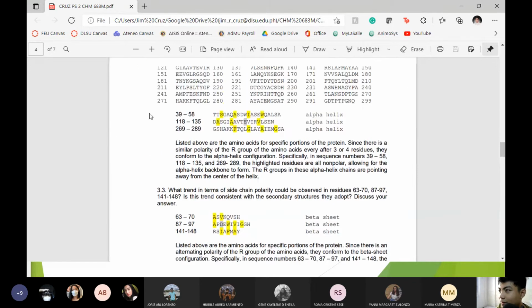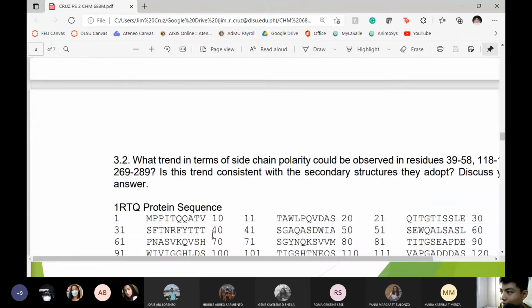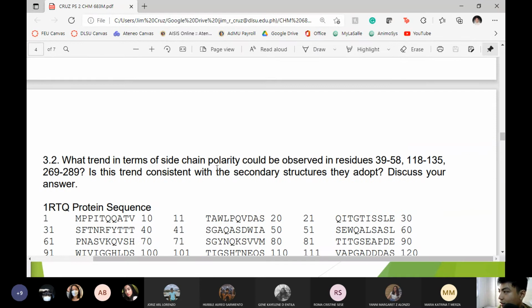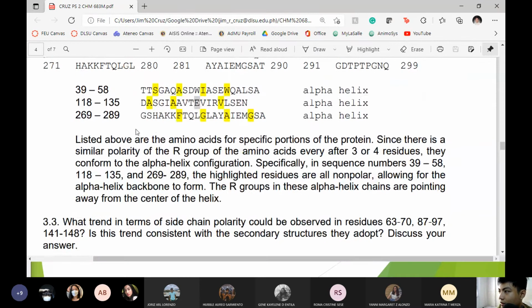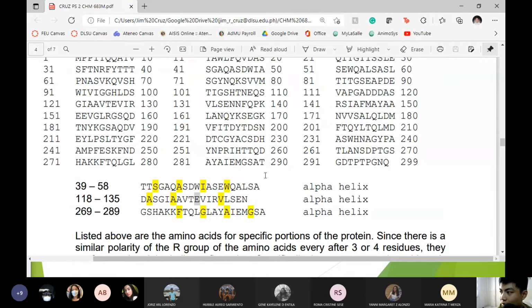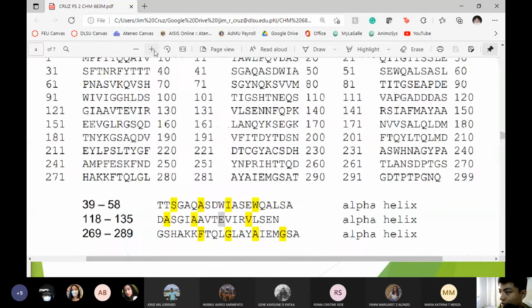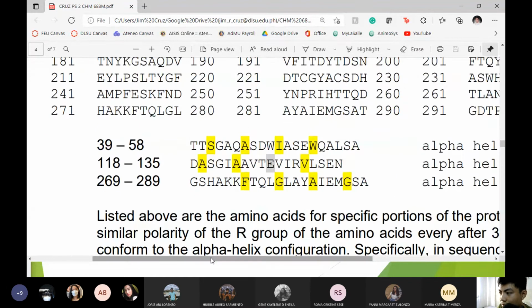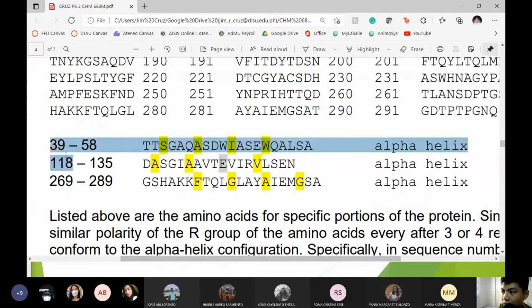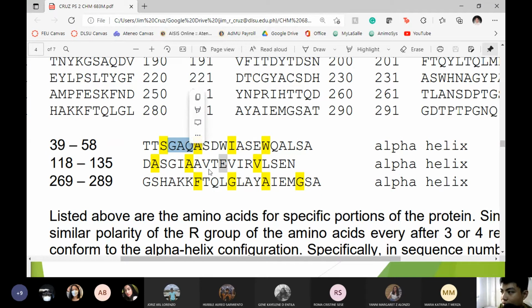Now, don't worry, you won't be given this. For example, here we are asked, for the protein, how can you say that it is an alpha helix? Look at this. For example, in this region, amino acid residues 39 to 58, every after 3 amino acids, there is a similar polarity among the residues.